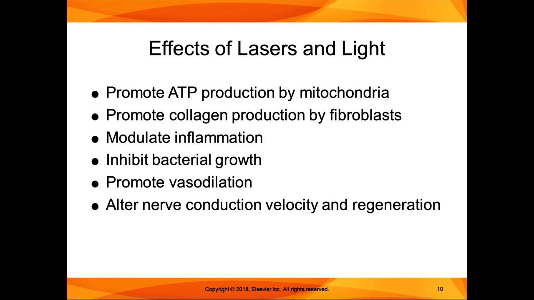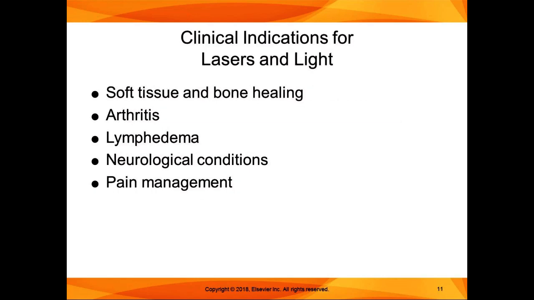So there are some good research shown effects of lasers and light. They promote ATP production by mitochondria. That's pretty cool. They promote collagen production by fibroblasts. They modulate inflammation, and it's not clearly known how that happens. They inhibit bacterial growth. They promote vasodilation, and they can alter nerve conduction velocity and nerve regeneration. So those all sound like wonderful therapeutic effects. But again, there are the drawbacks that we just talked about.